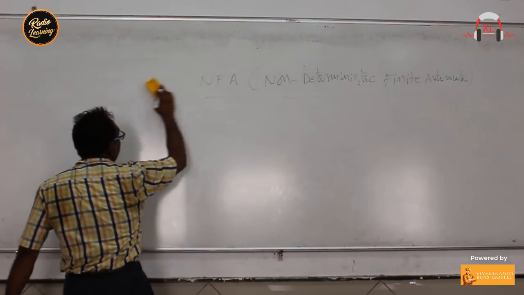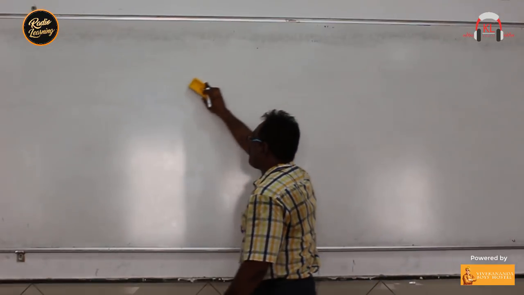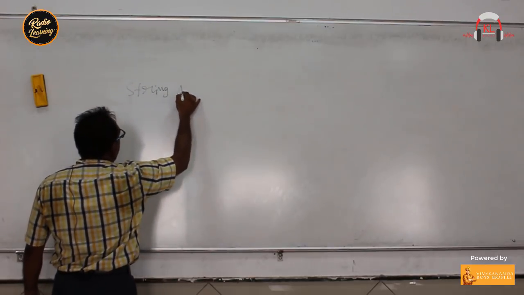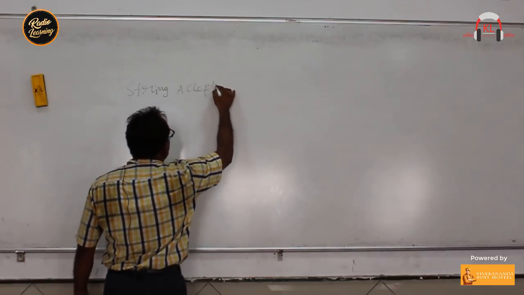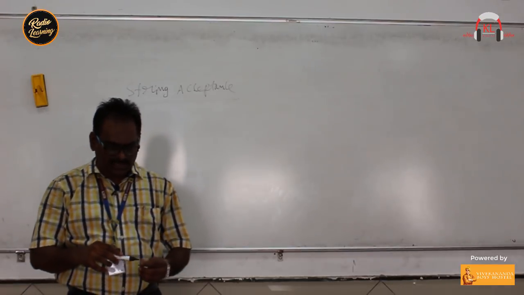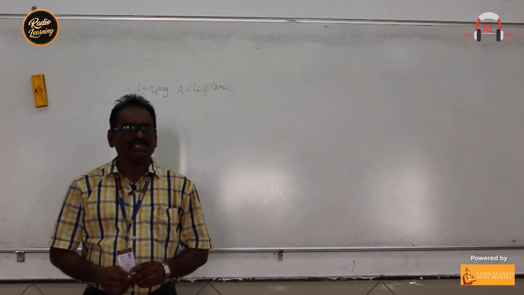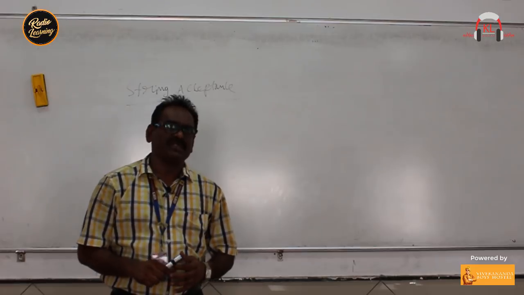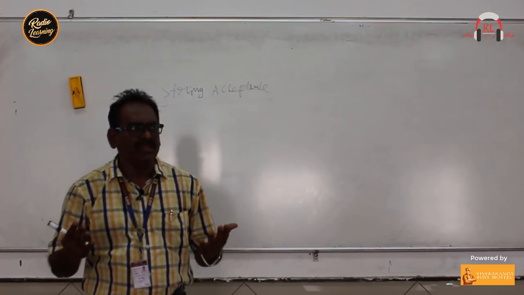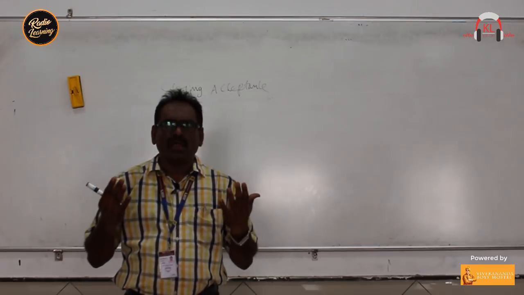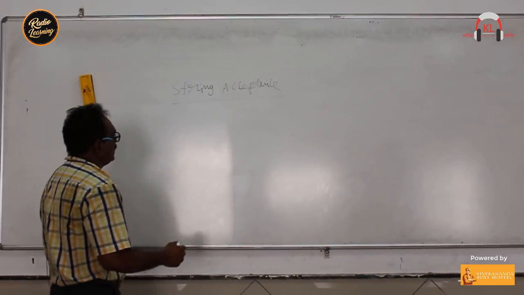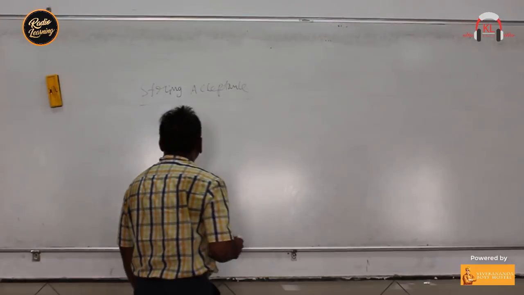Next, coming to string acceptance. The main purpose of the finite automata is to decide whether a given language is accepted or rejected. The finite automata is a machine, actually, so it can give the information whether the given string is accepted or rejected. That's all. That is the main purpose of the finite automata.